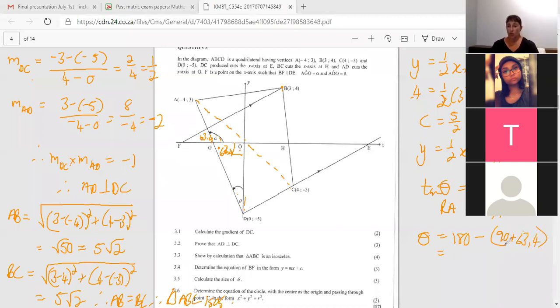63.4. So what's that? 153.4, and 180 minus that should be 26.6. You can just check for me. Right. Are you happy that that would be 26.6? Have you checked it? You can fill it in. Right. Happy?